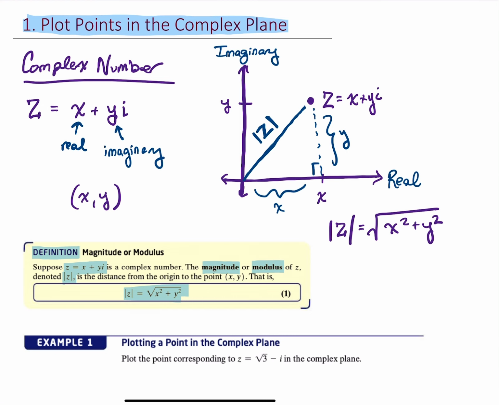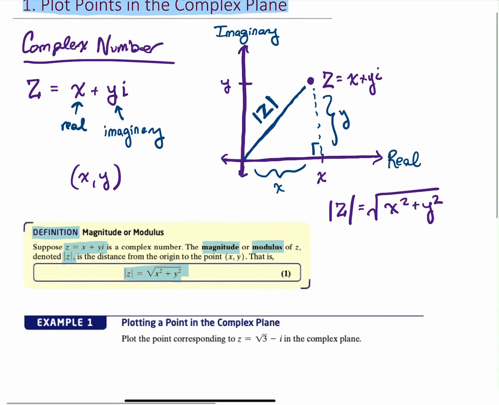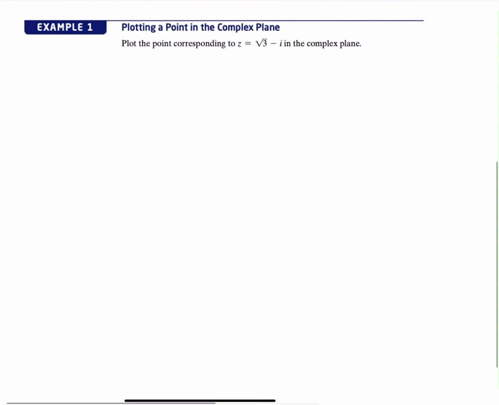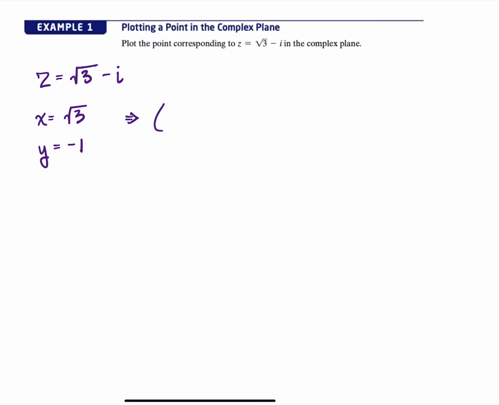So let's just plot one of these points. They give us this complex number, the square root of 3 minus i. So the square root of 3 is our real part. We can call that our x. And the imaginary part is just the number that's in front of i. In this case, it's a -1. So we can treat it like we're plotting the point root 3, -1.